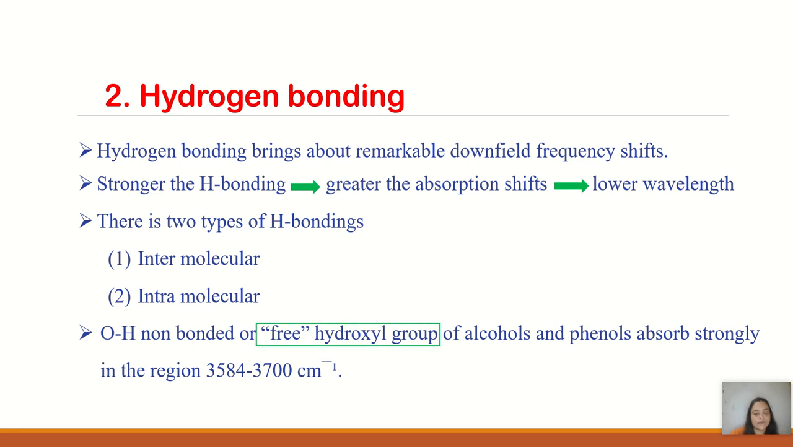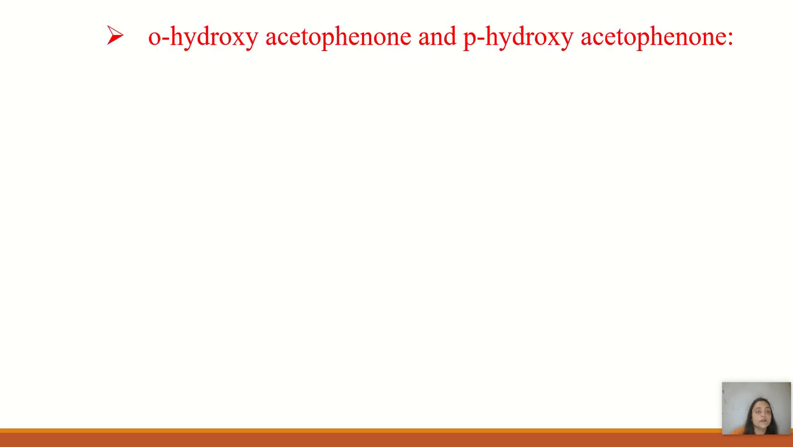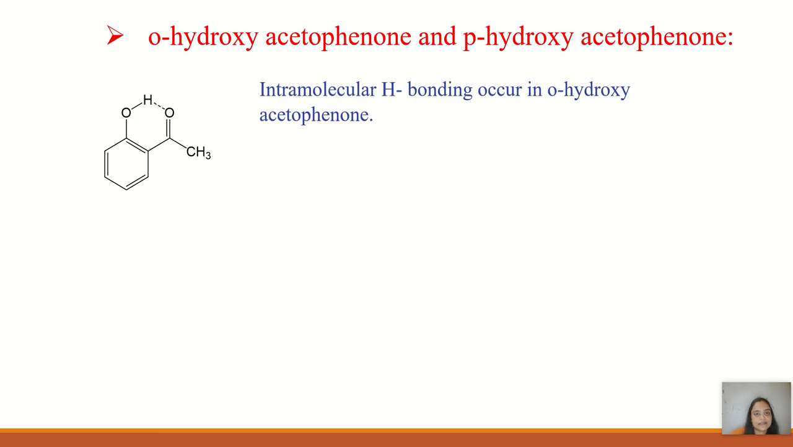Here we have to remember the normal OH frequency we will obtain in this range. Now let's take one example, that is ortho-hydroxyacetophenone and para-hydroxyacetophenone. This is the structure of ortho-hydroxyacetophenone. In the case of ortho-hydroxyacetophenone, there is intramolecular hydrogen bonding shown here.